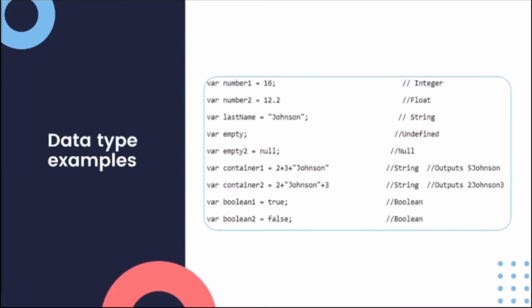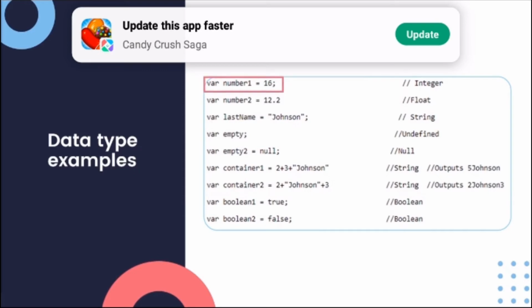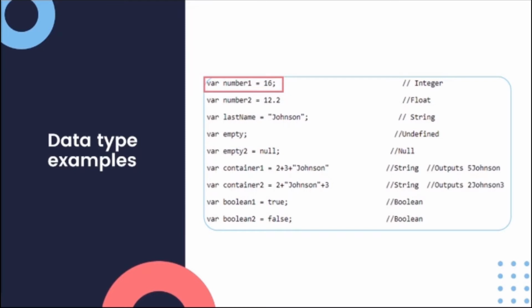So in this image over here, what we have in each row is a variable that we are creating, and we are assigning a value to that variable. There is an instance where we are not assigning anything, and that's the undefined. So let's have a look at the first one. In the first instance, we have this variable called number1. We've assigned it a number of 16, or an integer of 16. Now remember, an integer is essentially a number. The same goes for the second one, number2. Our variable number2 has a value of 12.2, and this is considered a float, but still as a whole it is considered a number. And then we have lastName, which equals Johnson, and this is a string.